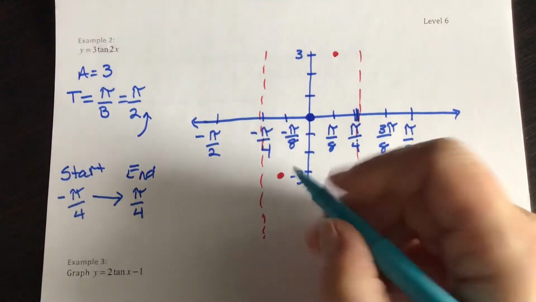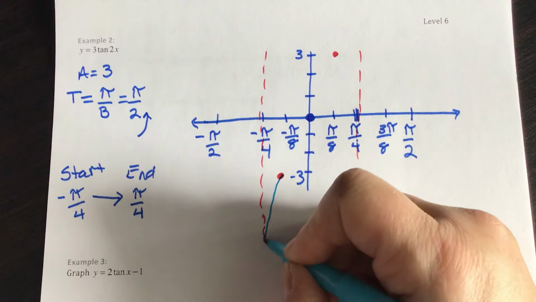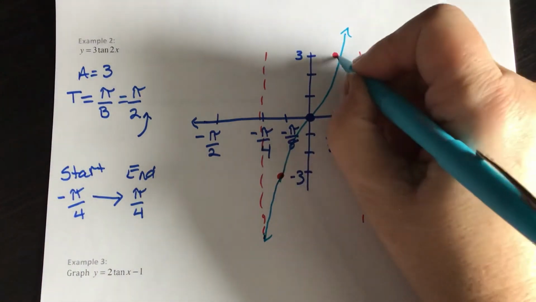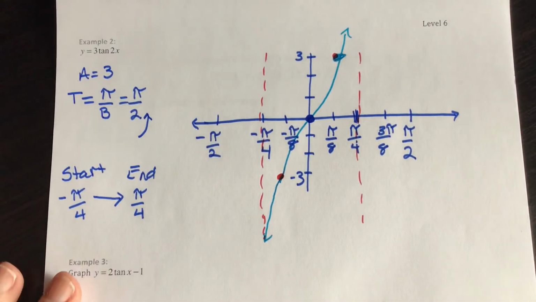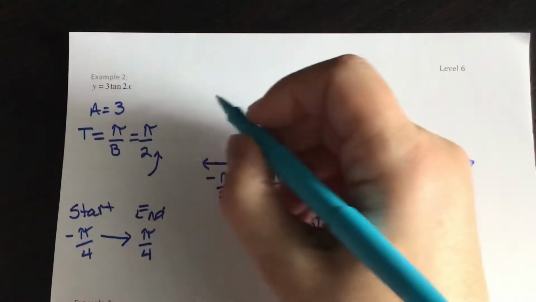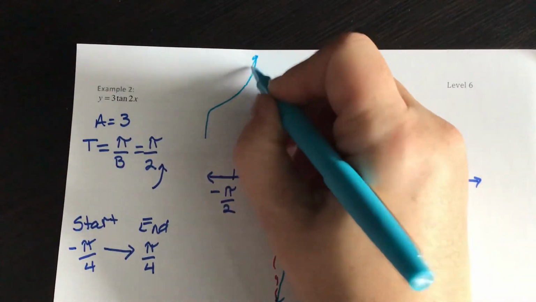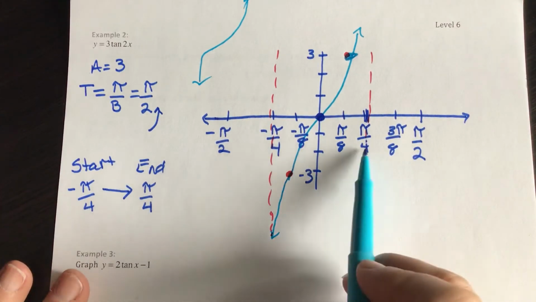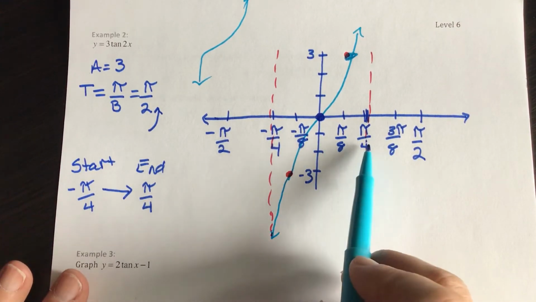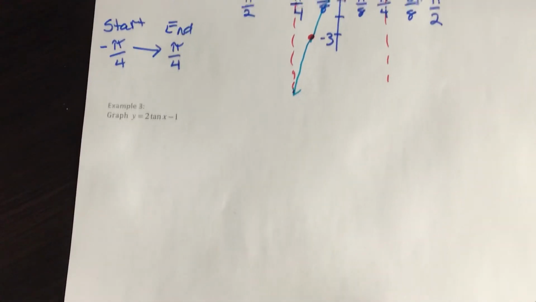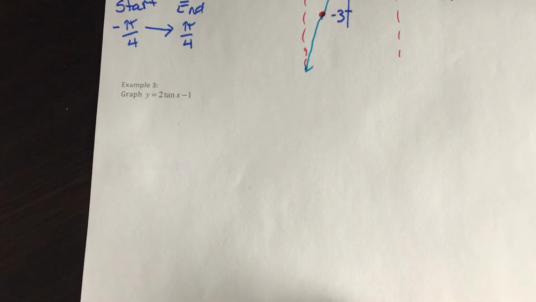So my graph is going to look something like this. All right, so there is your graph. All of your tangent graphs are going to take on this shape, but the most important thing is that you have the axes labeled properly. All right, let's do another tangent one.